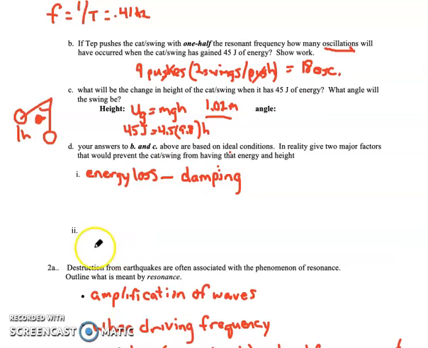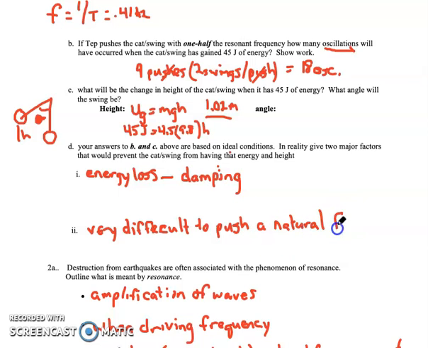The less obvious one, but just as important, is that it's very difficult to push consistently at the natural frequency. If we know the swing goes back and forth 0.41 times a second, it's very difficult to push with that exact same frequency. So with each push, if you're off a little bit, you're not going to quite get the full 5 joules per push.